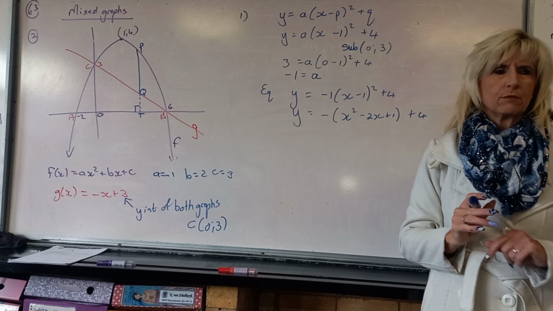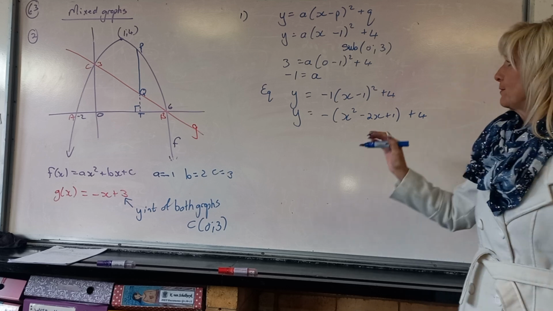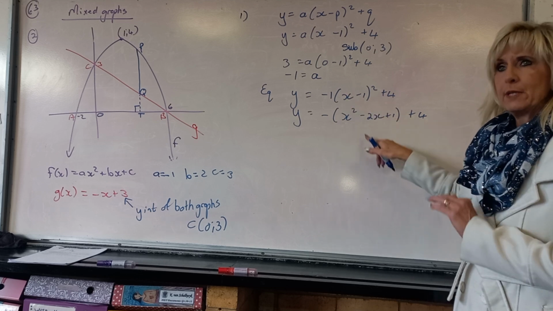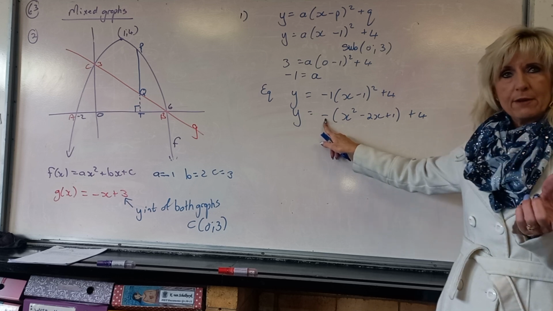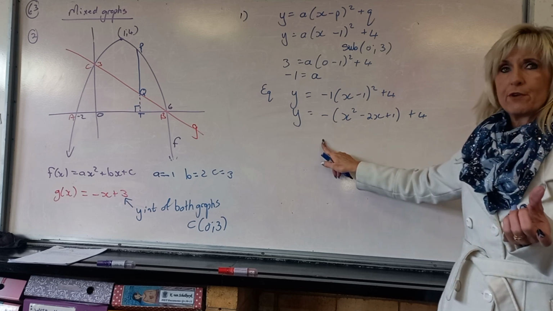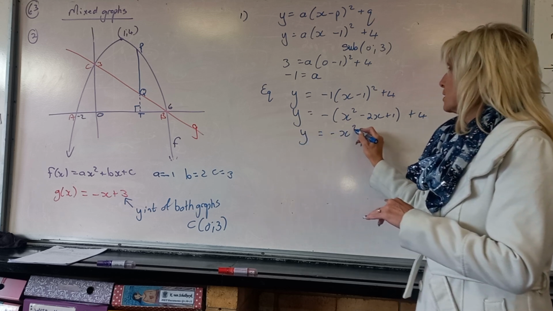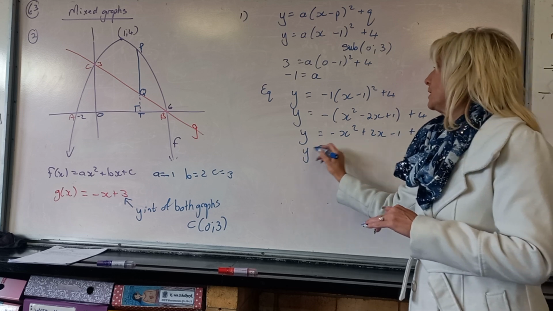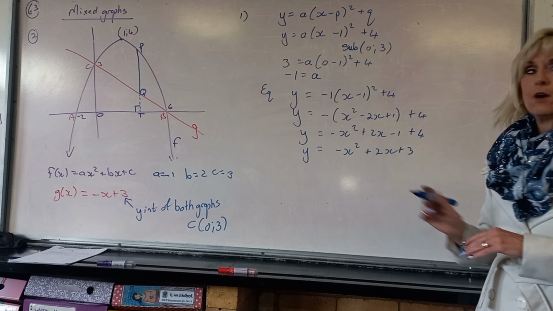Please don't try and do it too quickly and make mistakes. If you have to write out 2 brackets and do FOIL, please do that. Please remember, if you've got 2 brackets and a number in front of it, leave the number in front first and later you multiply it in. So you've got y is equal to -x squared plus 2x minus 1 plus 4, and eventually, after a few steps, I get to the correct answer.